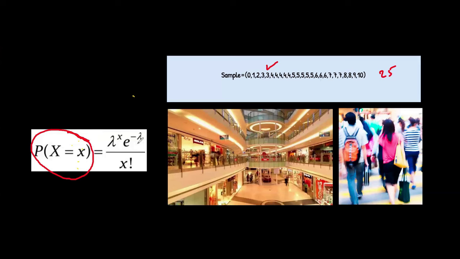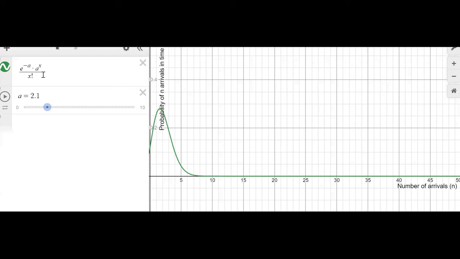Okay, let's get ahead. Now, I'm using Desmos. It's an awesome tool. You see, this is desmos.com. It's a calculator, and you can do a lot of variety of things with it. Now, I've written the Poisson distribution here. So this is the Poisson distribution, e power minus lambda, lambda power x upon x factorial. I have taken a for lambda.